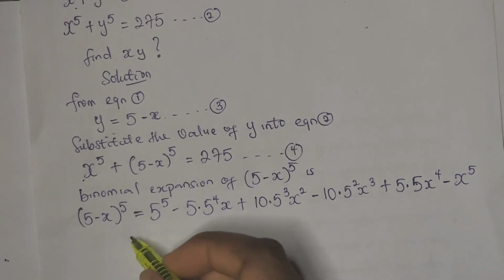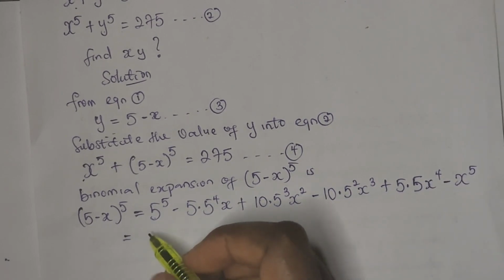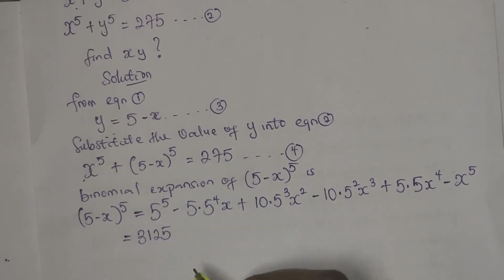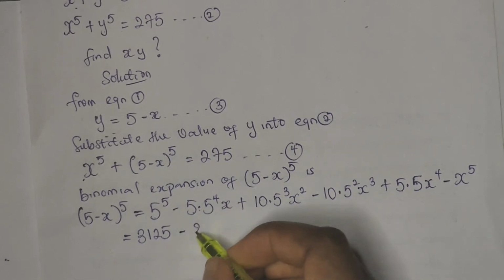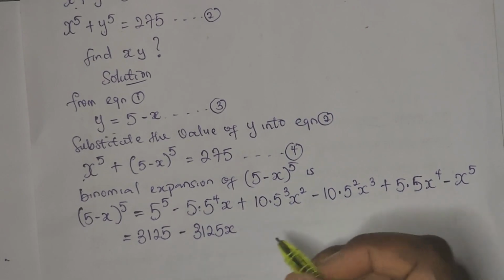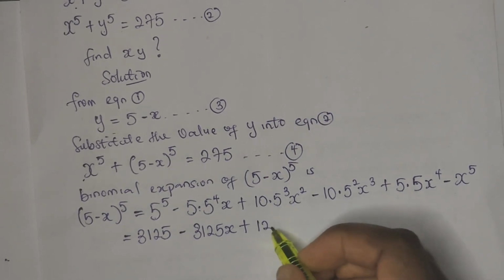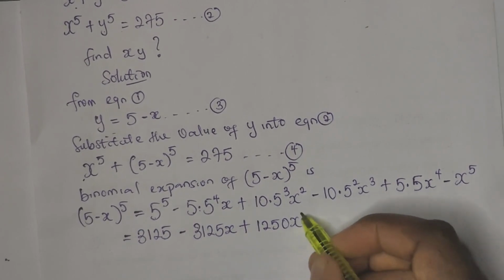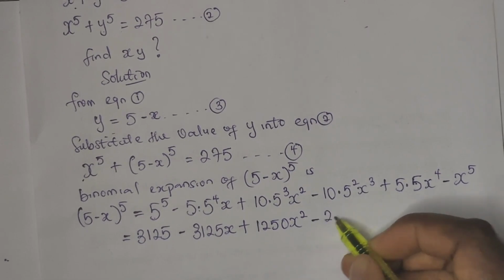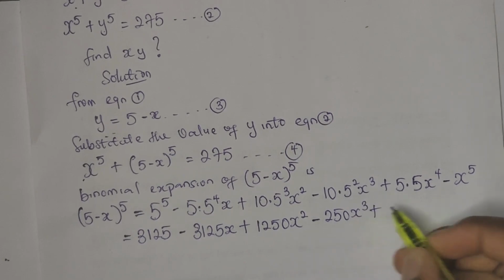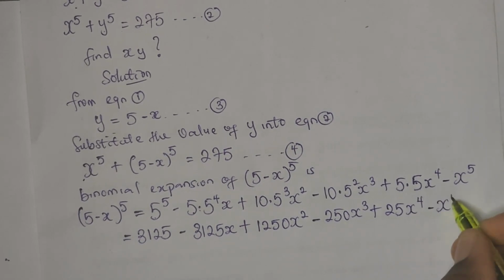So if we expand this further, 5 to the power of 5, that's 5 times 5 times 5 times 5 times 5, will give us 3,125, minus 5 times 5 to the power of 4 will give us 3,125 times this x, plus 10 times 5 to the power of 3, which is 125 times 10, 1,250 x squared, minus 5 to the power of 2 is 25 times 10, we have 250 x to the power of 3, plus 5 times 5 is 25 x to the power of 4, minus x to the power of 5.